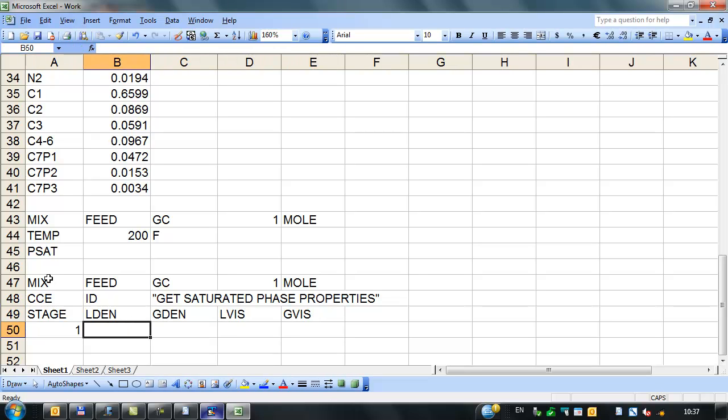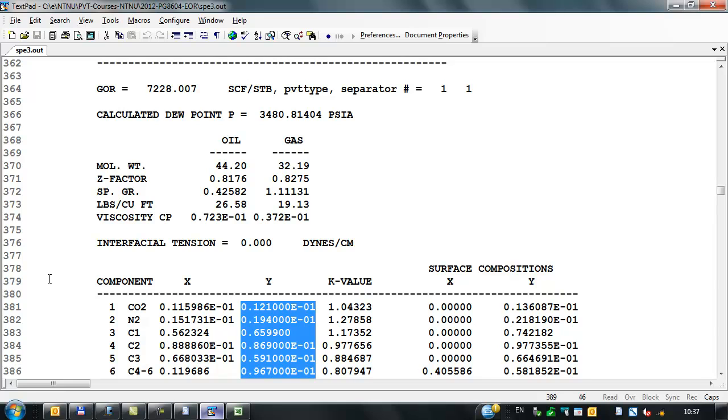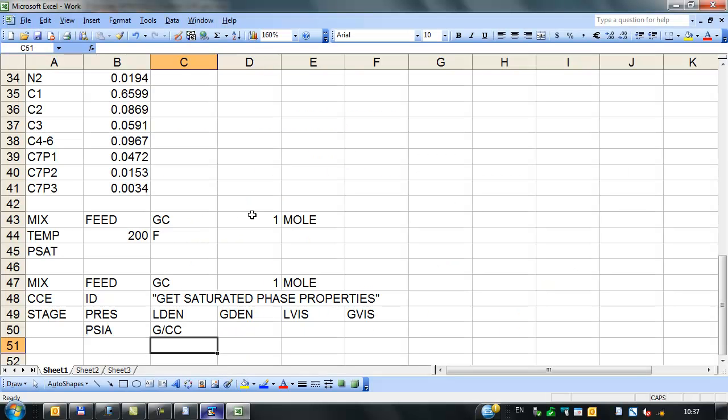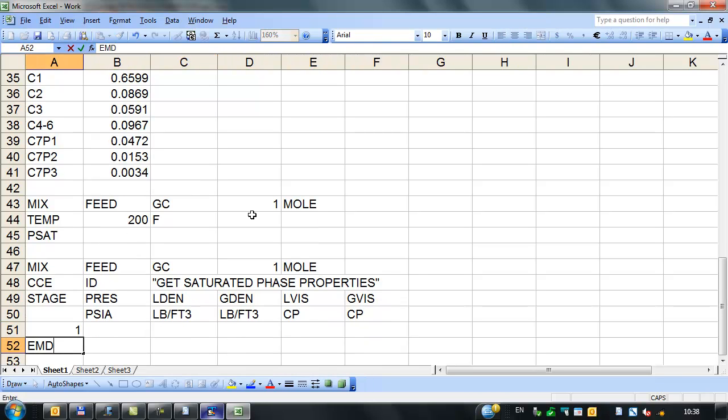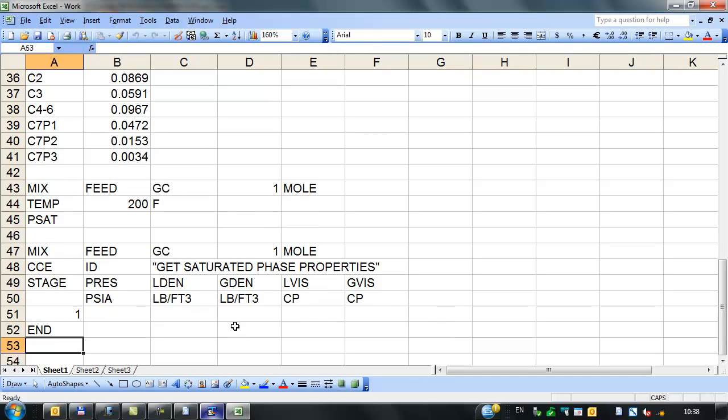Stage 1. Let's see, we need pressure, we need units, and the units I think used by sensor output is what? That's pounds per cubic feet in centipoise, so we need pounds per cubic feet. Stage 1 and okay, so that's the experiment. Are there any questions?